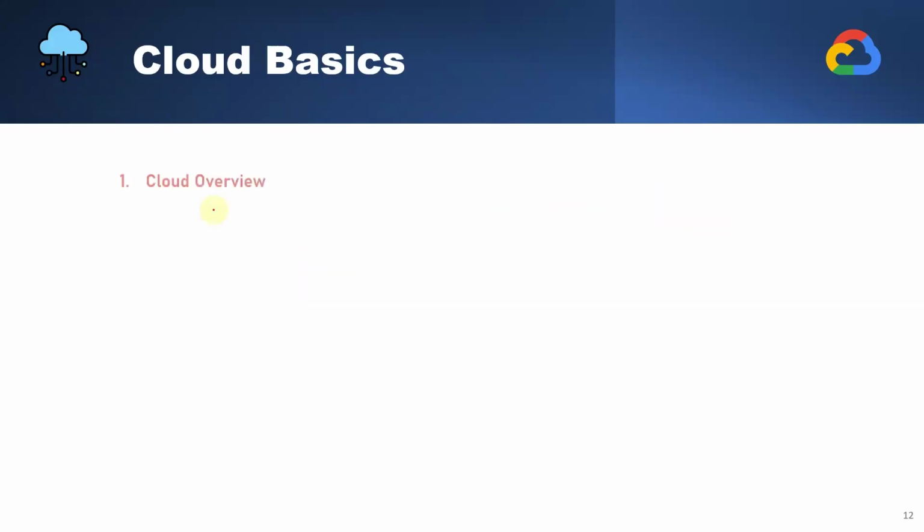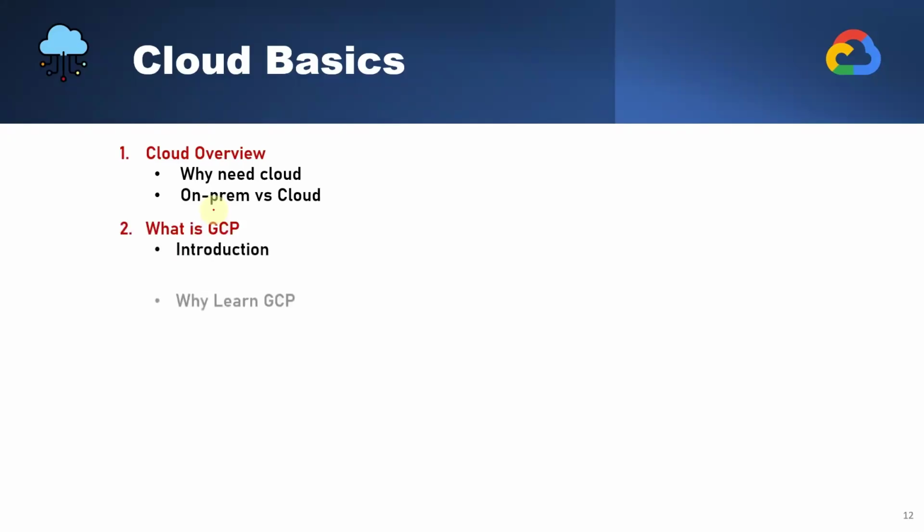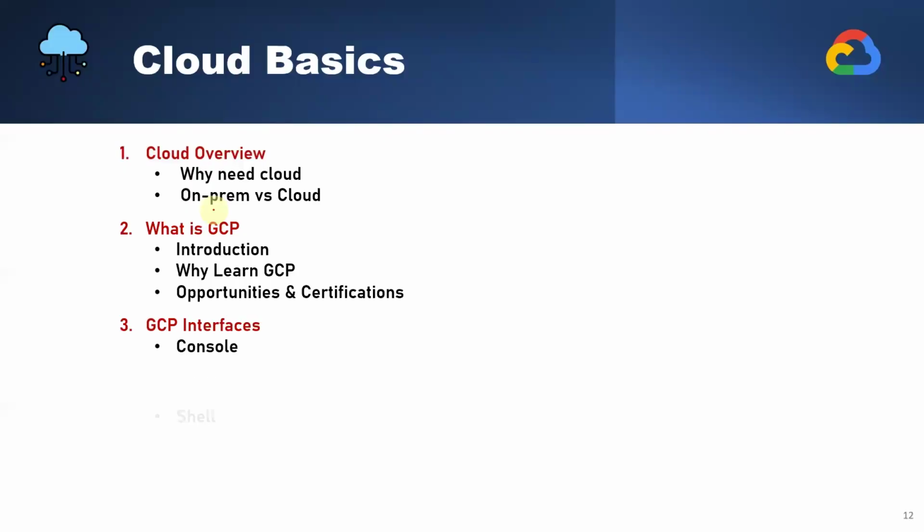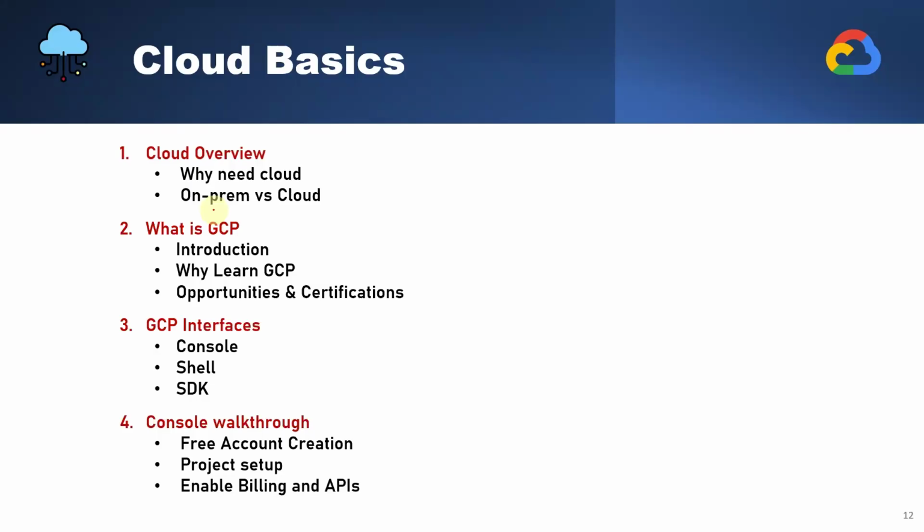As a part of the cloud basics, we are going to see the cloud overview: why we need the cloud platform, and the difference between on-premises and cloud, which we are going to cover tomorrow. After that, the GCP introduction: why we learn GCP, opportunities and certifications. After that, the GCP interfaces: console, Cloud Shell, Cloud SDK, and console walkthrough. I'm going to tell you free tier account creation, project setup, and enabling billing and APIs. So as cloud basics, the very first chapter we are going to cover is cloud overview.